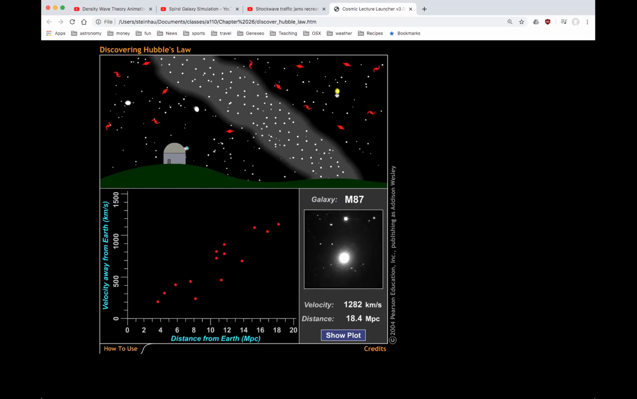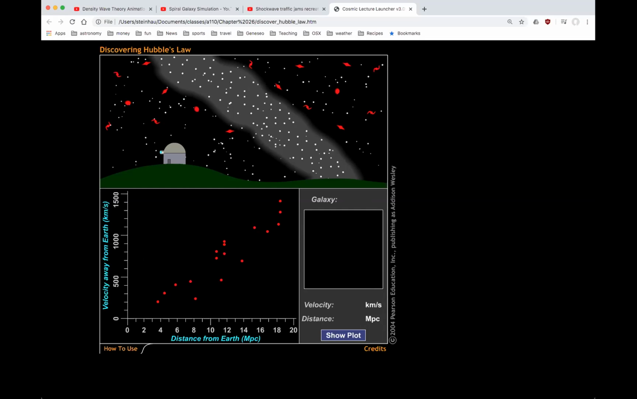Here's M87, a nice elliptical galaxy, one of the bigger ones in the nearby universe, 18 megaparsecs away, 1282 kilometers per second. Bam, right on the line. How about this elliptical galaxy? How about this? Doesn't matter what kind of galaxy you look at, they all obey this particular law: distance from the Earth in millions of parsecs and velocity away from us in kilometers per second.